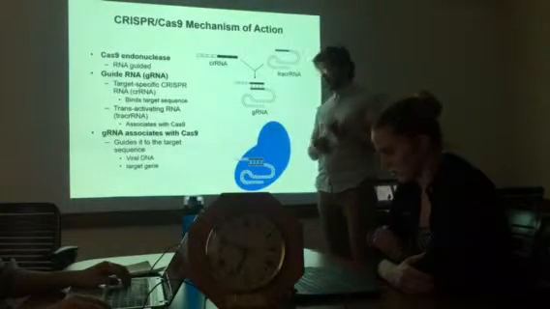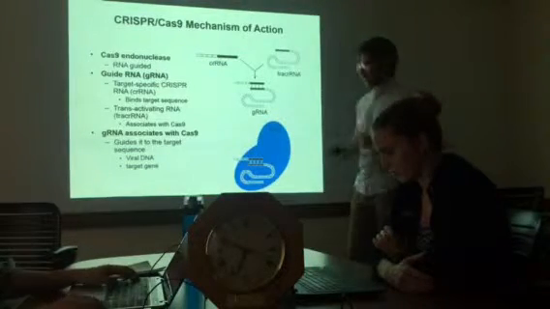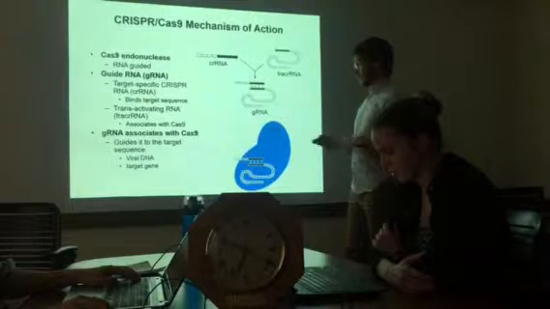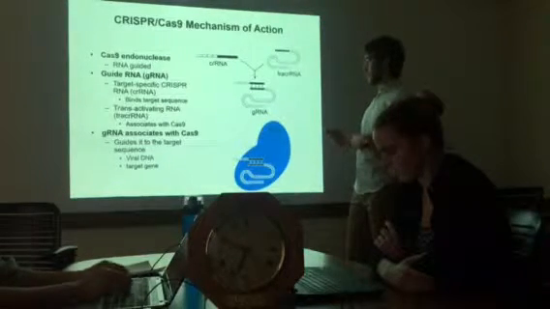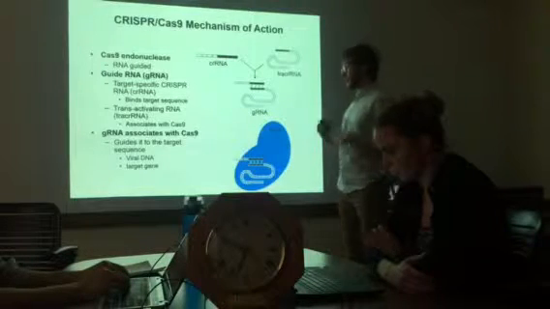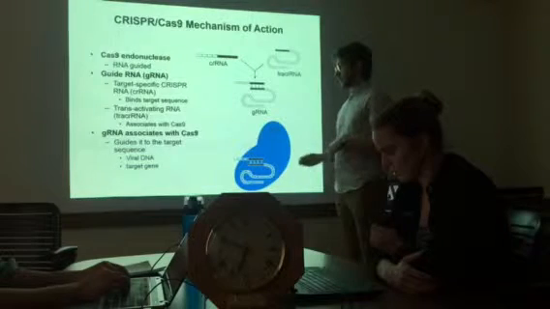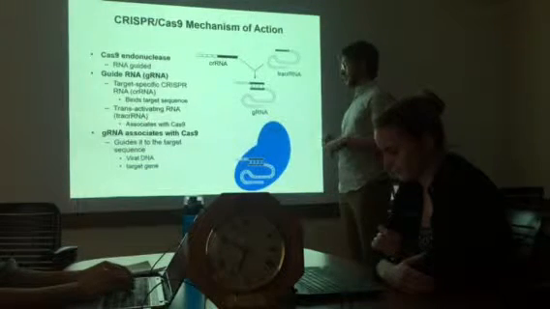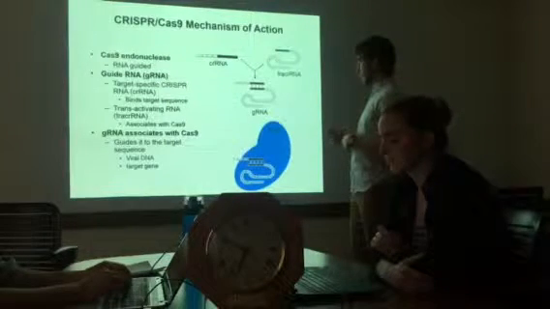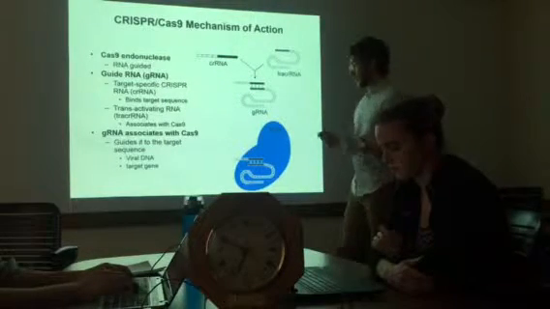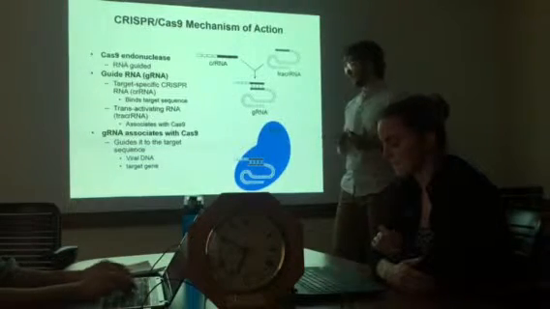So the mechanism of action for CRISPR-Cas9 involves a guide RNA and a Cas9 endonuclease. The guide RNA consists of two components: a target-specific CRISPR RNA, which can be seen here, and that binds to the target sequence of the DNA that you're trying to alter, and a transactivating RNA which associates with the Cas9. This is the gRNA, the guide RNA, and it guides the Cas9 to the target sequence, which is usually viral DNA or the target gene.